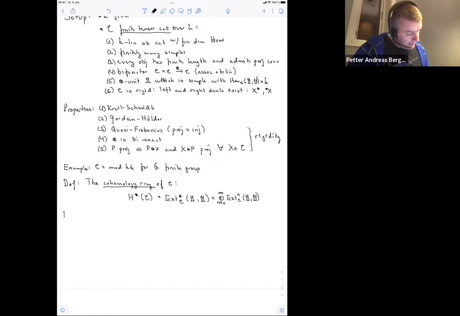Some facts. First of all, this is a graded commutative ring, just like for group algebras. So this cohomology ring is graded commutative. This was proved in general for a monoidal category by Suárez-Álvarez back in 2004.